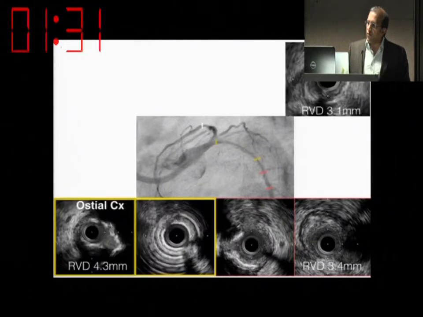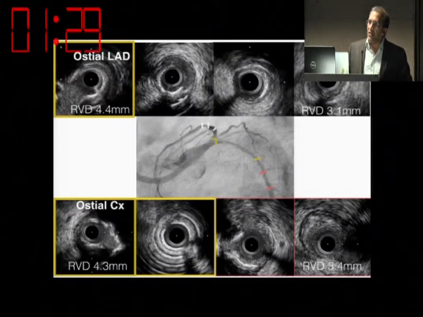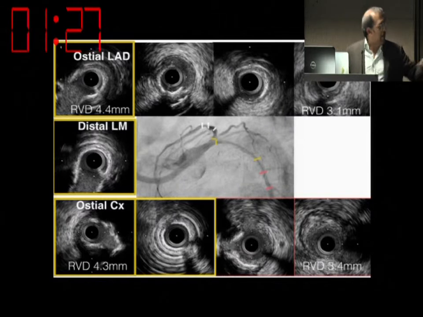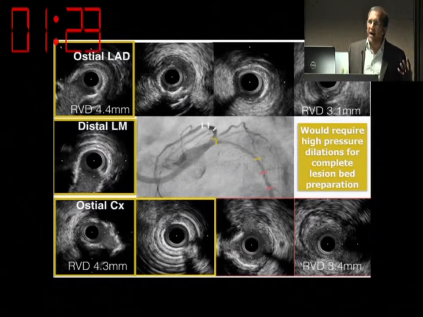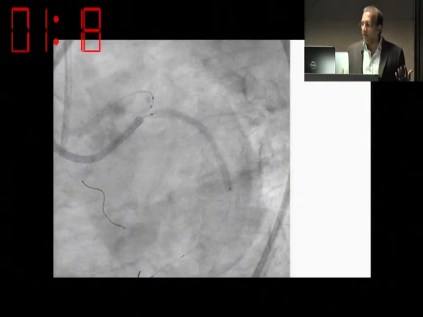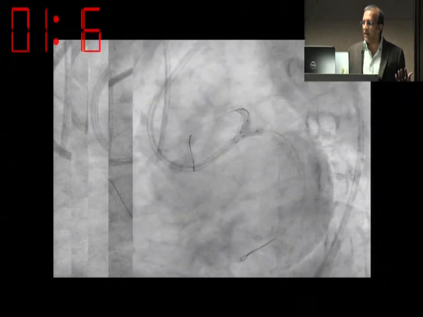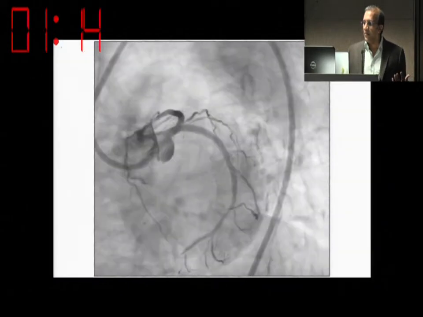This is how we do a rotablator into both these arms, and we figure out that the yellow boxes show areas which have deep calcium, and they require high pressure dilatations with a cutting balloon. And after that, you put in a stent, and this is the final result you get.